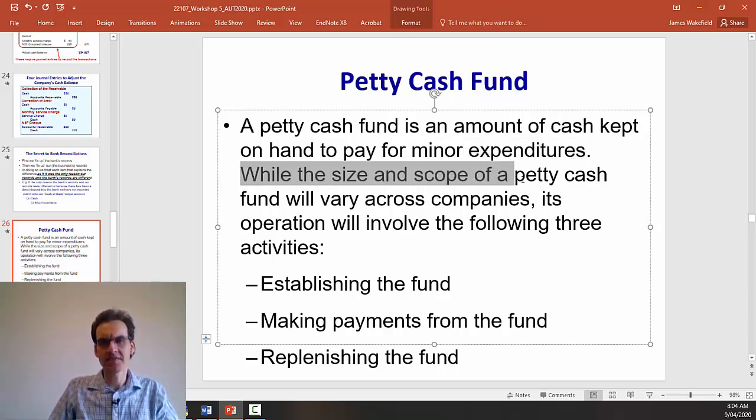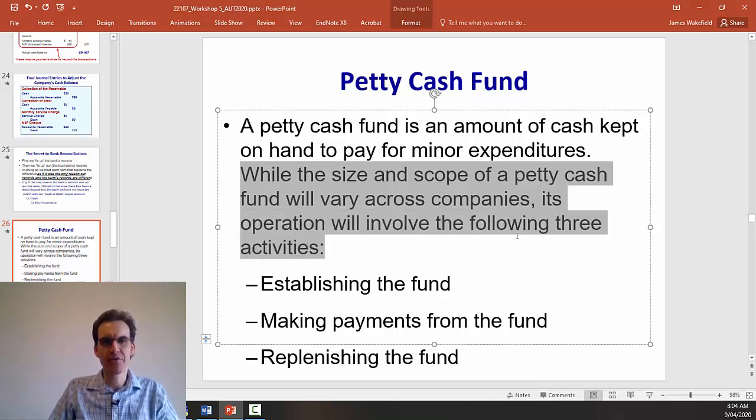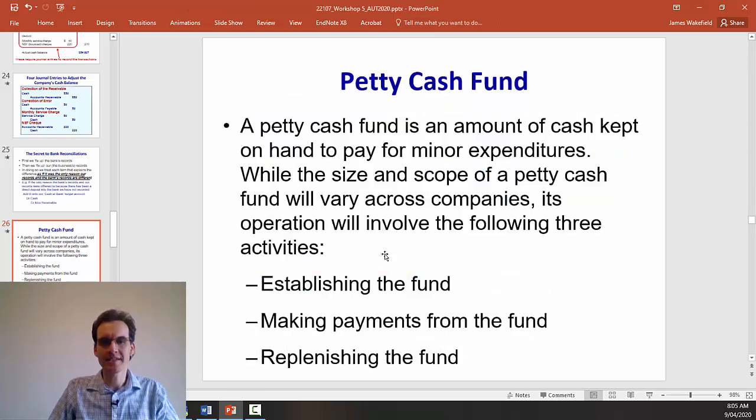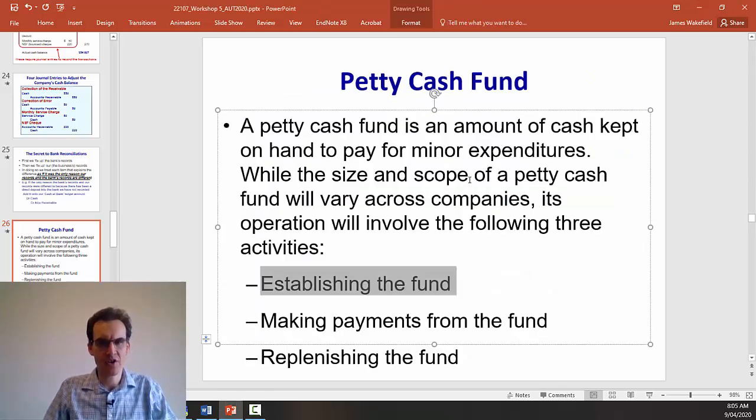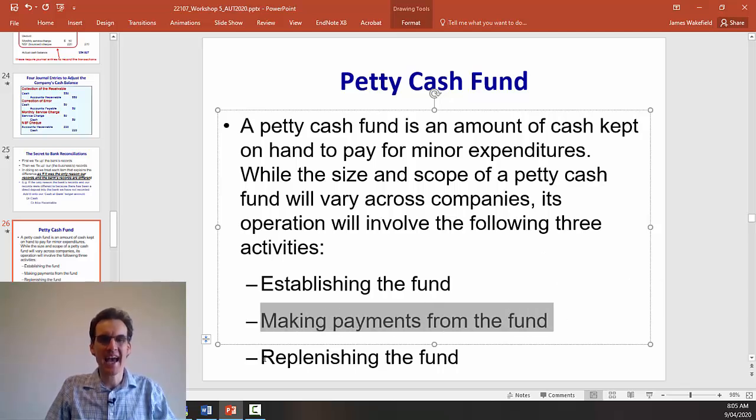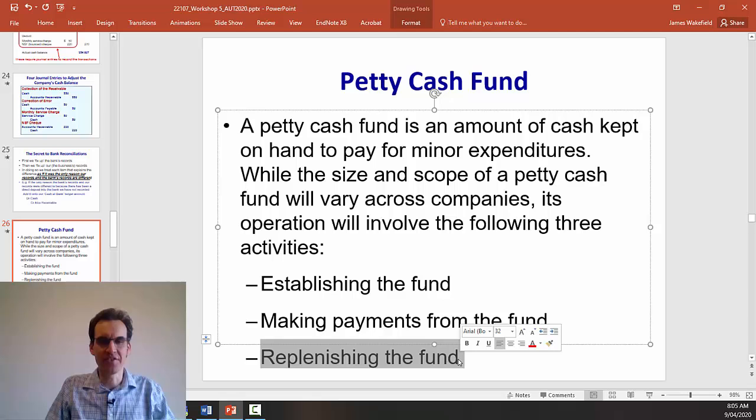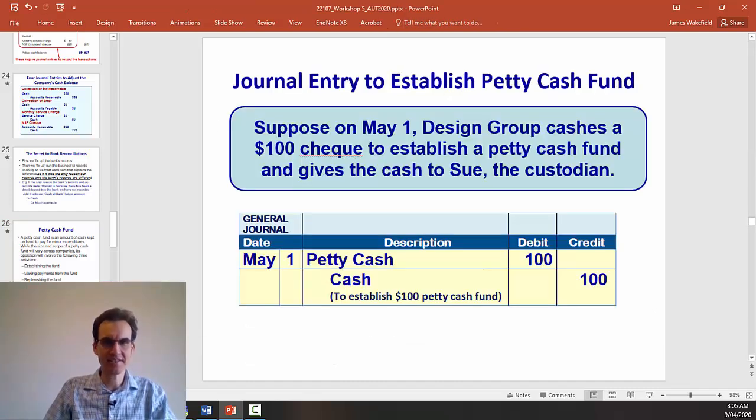While the size and scope of the petty cash fund will vary considerably across organizations, its operation involves three activities, and these are the three we're going to look at today. They are establishing the fund, making payments from the fund, and replenishing the fund. So they are the three things we're going to look at: how to set it up, how to make payments, and then how to top it up again.